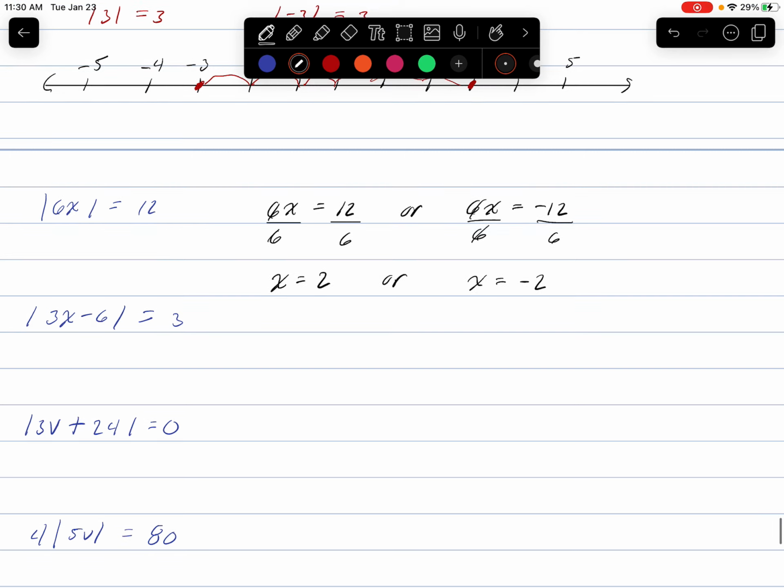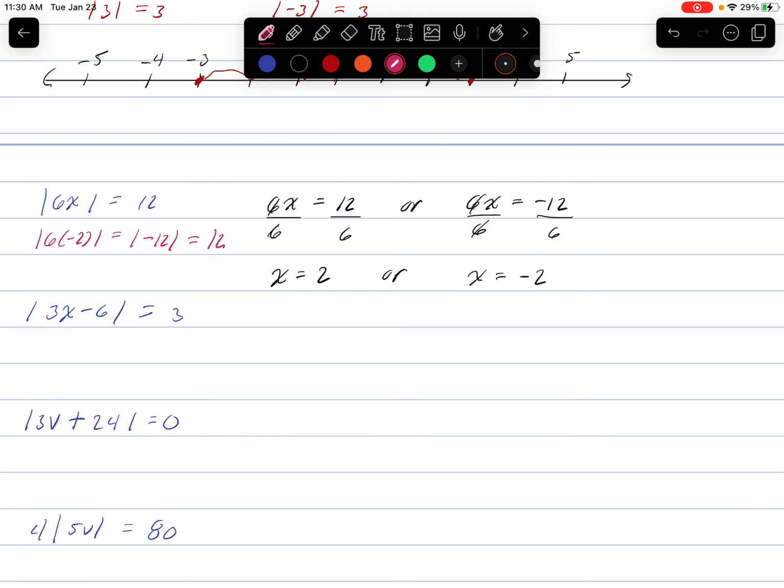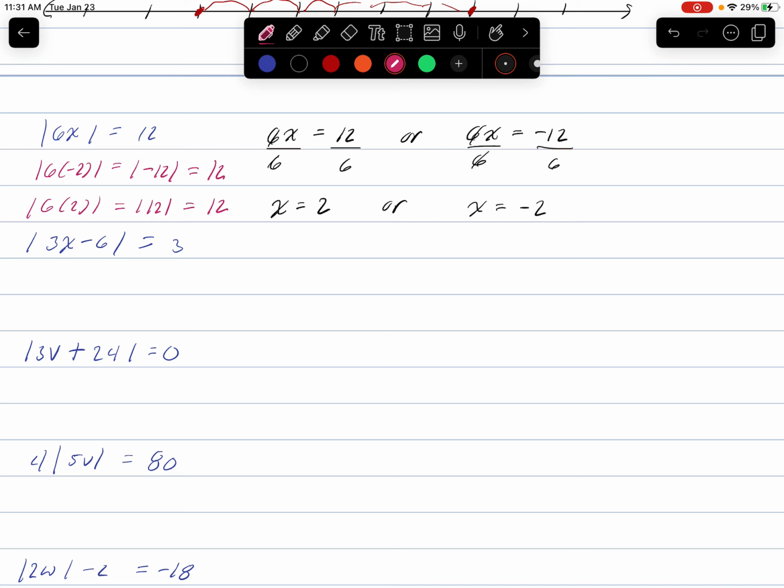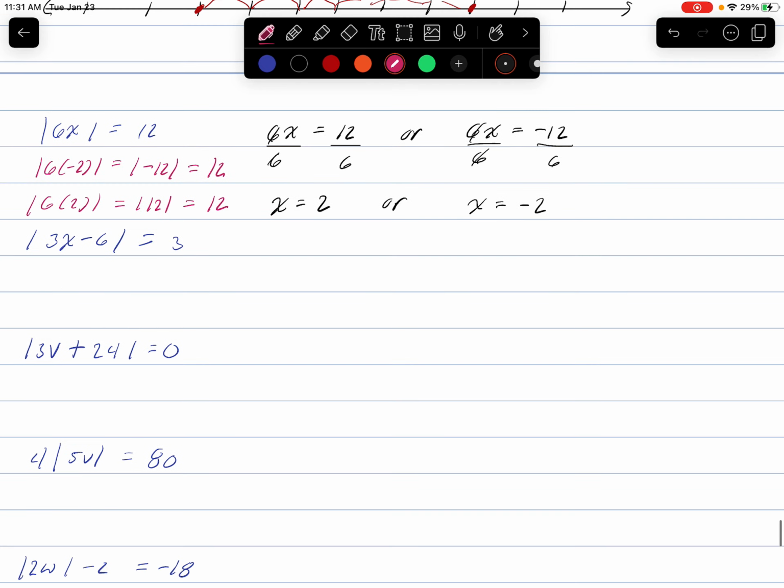So what happens here is if we plug in either of these, if we have the absolute value of 6 times negative 2, that gives us the absolute value of negative 12. And the distance negative 12 is from 0 is just 12. So that would work here. And if we plugged in positive 2, we would get the absolute value of 12, which is just 12. So both 2 and negative 2 would make sense here. So we need to consider both the positive and the negative of what the absolute value is equal to.